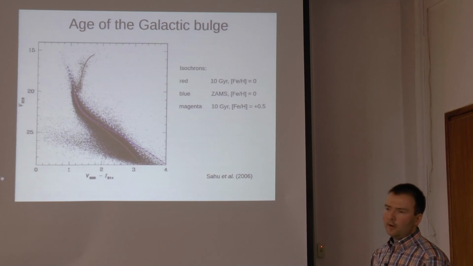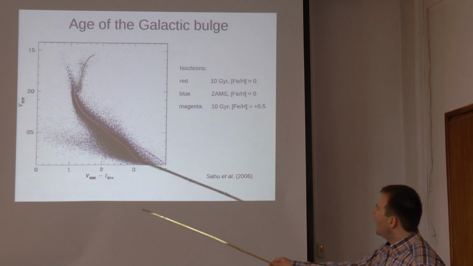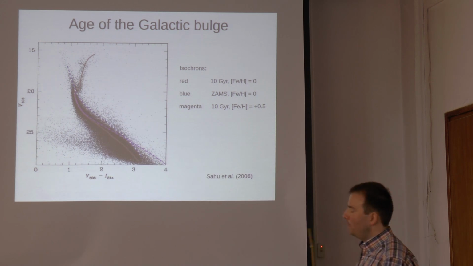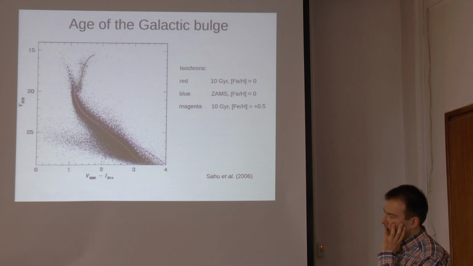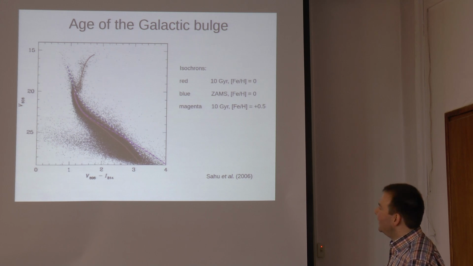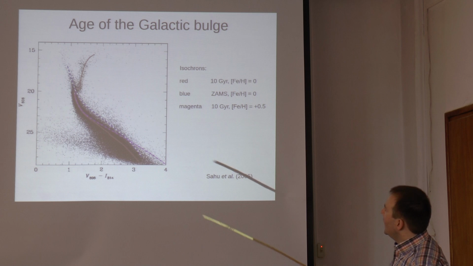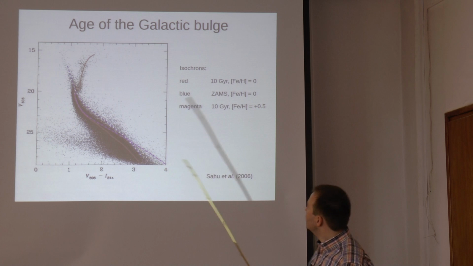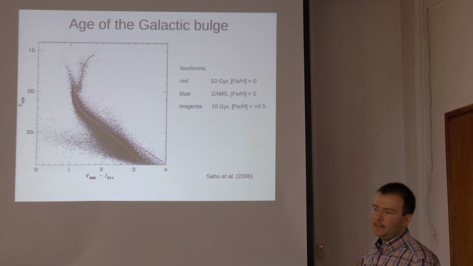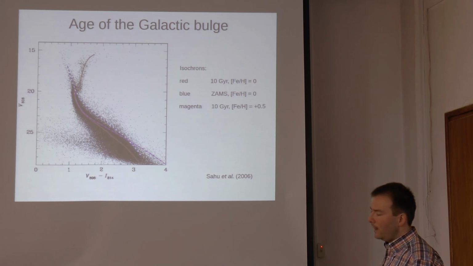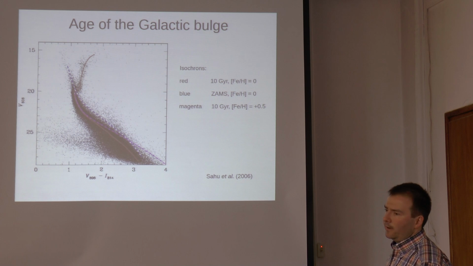And what's the age of the bulge? Astronomers use modeled isochrones, and this is again the color magnitude diagram from a very, very deep Hubble field. But this is toward the bulge, and so this is the galactic disk stars and the bulge stars, and the best fit is 10 gigayears. So the galactic bulge is 10 gigayears old, and the error is about 1 gigayear.